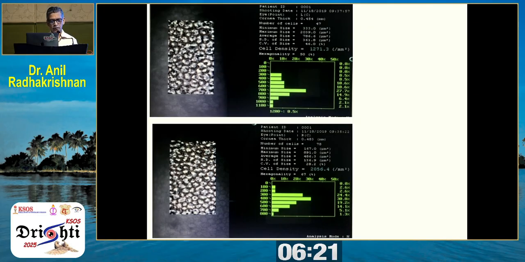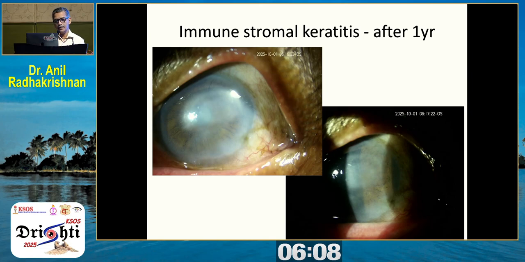And more importantly for us, it causes damage to the endothelium. If you look at the endothelial count, the count in a 40-year-old patient has gone down to 1,271 in one eye, the other eye it is 2,056. So it causes damage. Immune stromal keratitis can sometimes even come after 1 year.